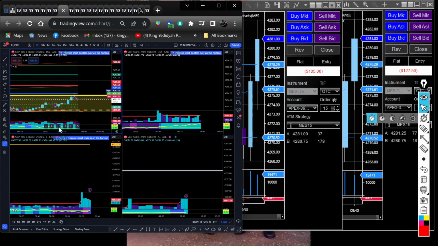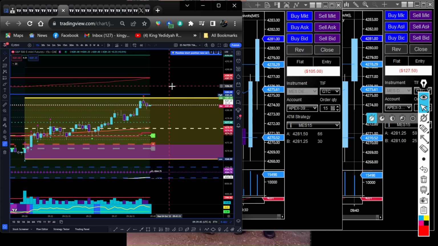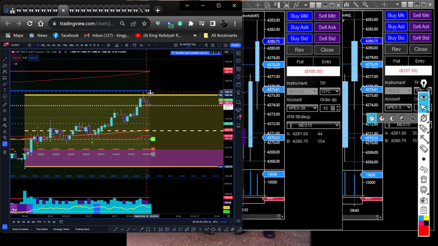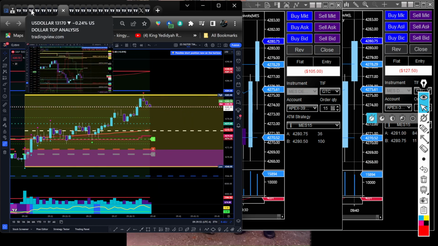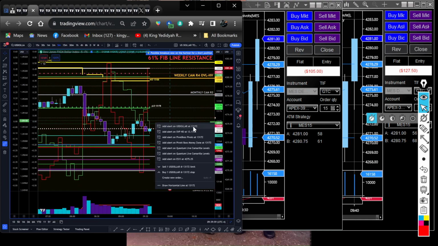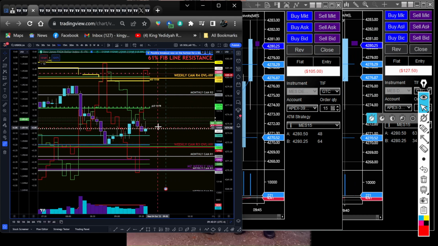Right, let me go down to my faster time frame on the 15-second chart. So we having a nice rejection here. Let's see. Put some alerts here, see if I could get the US dollar to, if it's gonna push up or what.